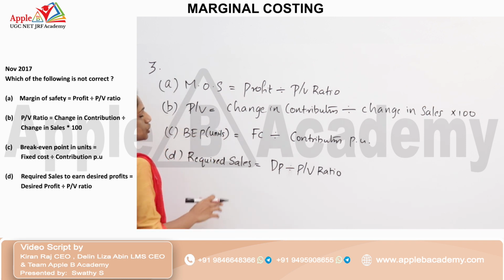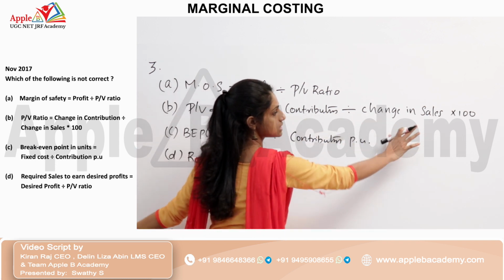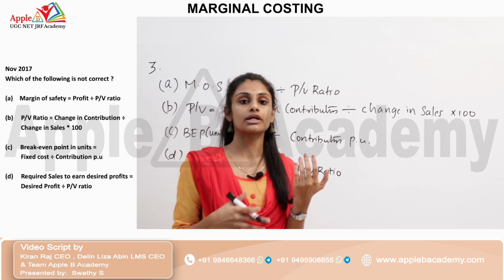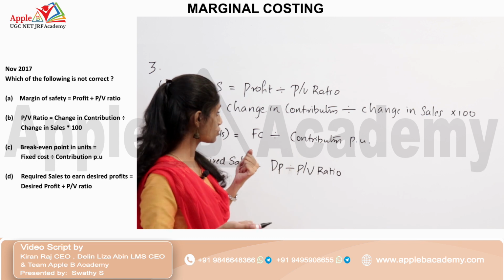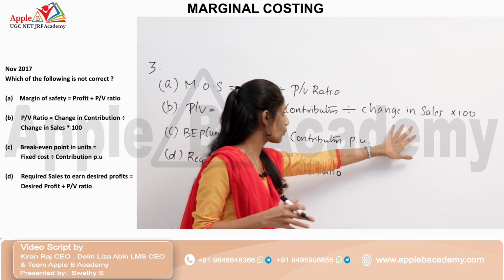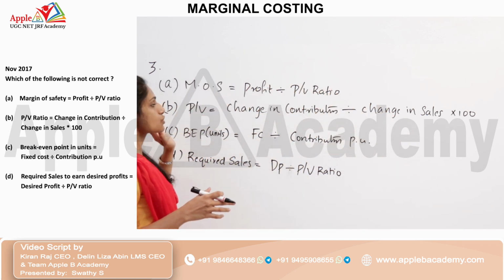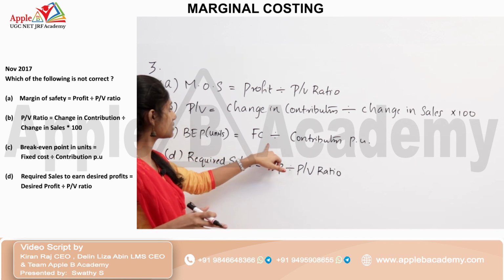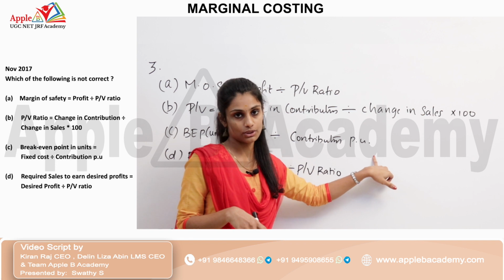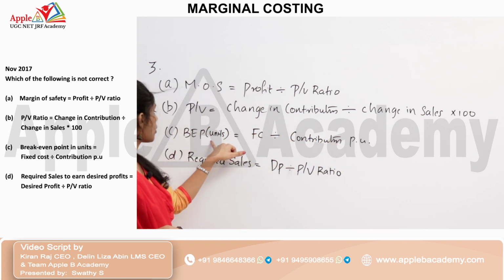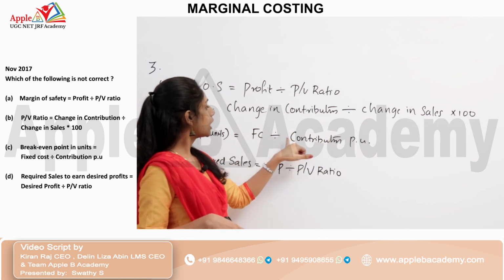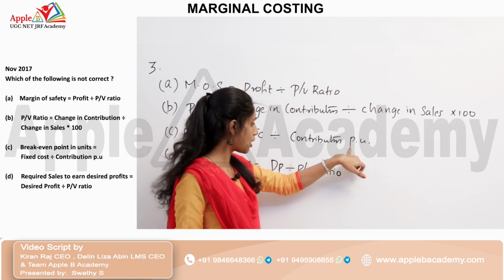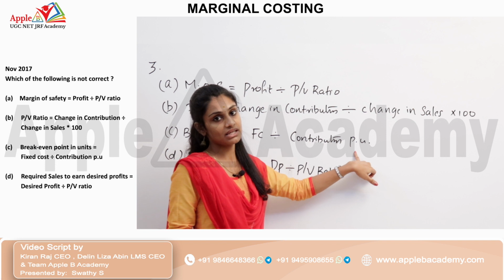What about PV ratio? Change in contribution by change in sales into 100. Yes, change in contribution by change in sales into 100 or change in profit by change in sales into 100. You can use all these equations to find out PV ratio. So, that is also true. Then break even point in units, fixed cost divided by contribution per unit. Yes, if you want break even point in units, the denominator is contribution per unit, and if you want it in rupees, in amount, you have to divide it with the PV ratio.